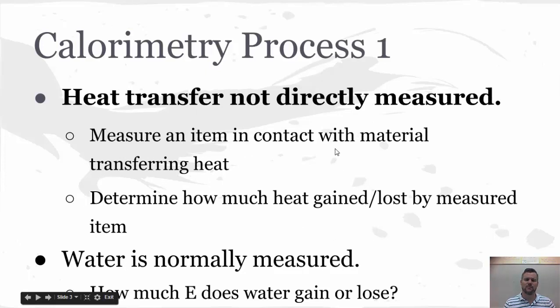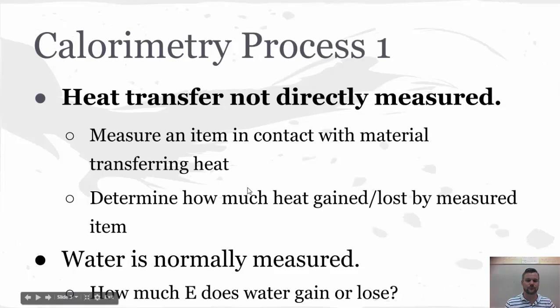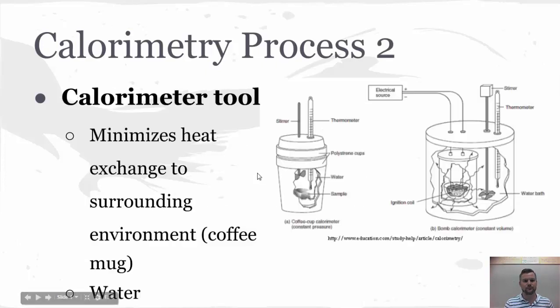So how do we actually measure these energy transfers? The first thing you need to know is that the heat that's being transferred can't be directly measured. Instead, we have to measure something that's either in contact with that heat, and it's either going to be gaining the heat or losing the heat. So we're going to measure how much heat is gained or lost, and we're going to do that by measuring something else. Like we might be measuring how much heat water gains or how much heat water loses. Typically, we're measuring water. So we're trying to measure how much energy that water gains or loses.